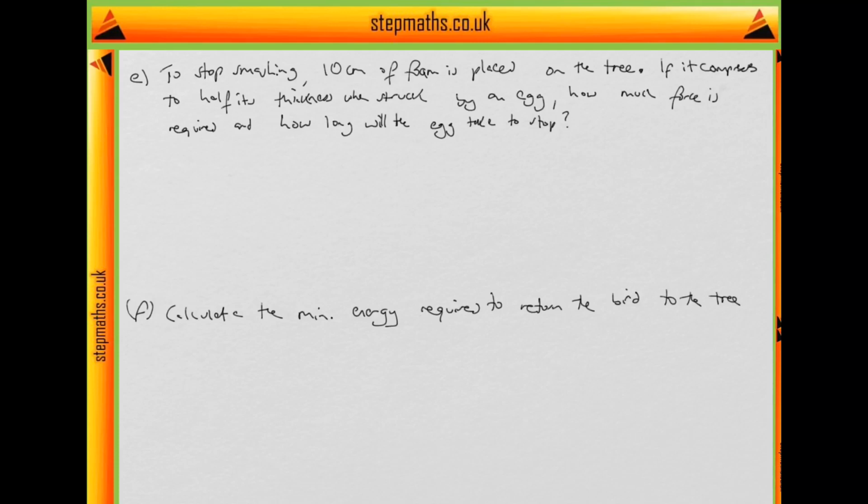So we know it strikes with the same speed. It's a normal egg just striking. So we know it's going to have a change in kinetic energy equal to half times the mass times the speed squared, and that's going to be equal to the force that acts times the distance over which it acts. Well, we know it compresses to half of its thickness, and it was 10 centimeters thick, so it's going to compress by 0.05 meters, 5 centimeters. Therefore, F is equal to half times 0.01 times 400 over 0.05, which is 80 newtons.